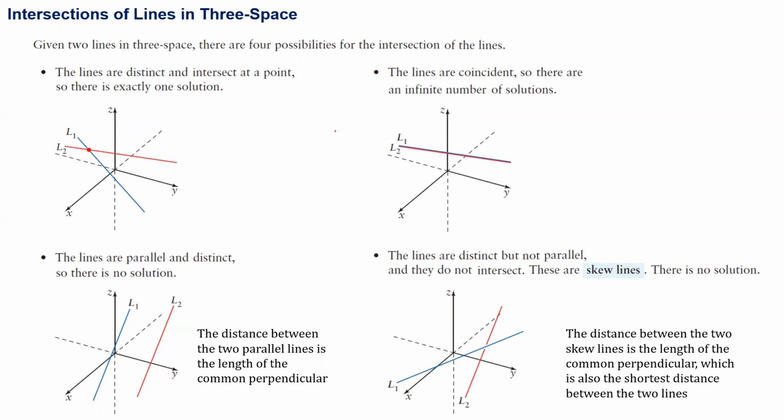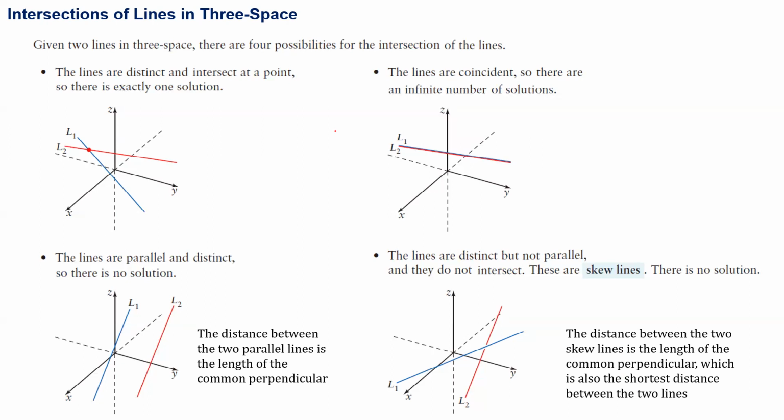Second, the lines could also be coincident, so there are an infinite number of solutions, which means these two lines are actually the same, right? Third, the lines can also be parallel but distinct, so there is no solution. The distance between the two parallel lines is the length of the common perpendicular segment between the two lines, right?